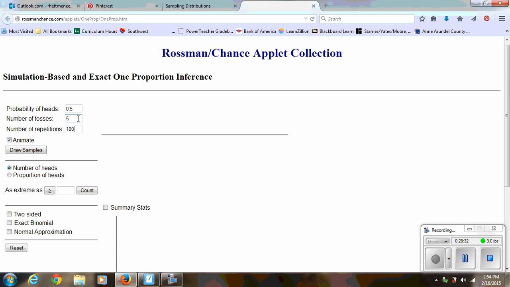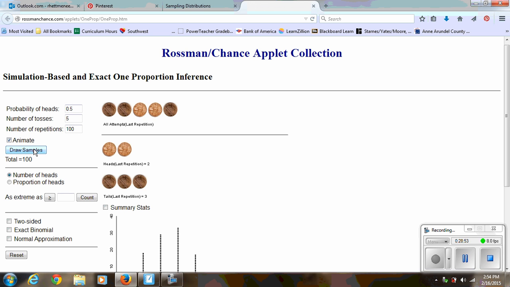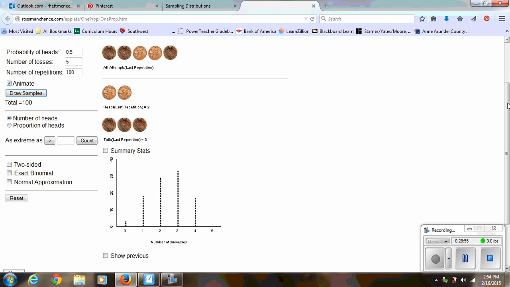Now you should remember back from when we were looking at the binomial distribution, generally speaking, if my probability of success is 0.5, I'm going to have a symmetric distribution. But I can't really call it normal unless n times p and n times 1 minus p are both greater than 10. And in this case, that wouldn't happen. They'd both be 2.5. So if I were to draw 100 samples, you'll see that the distribution is relatively symmetric.